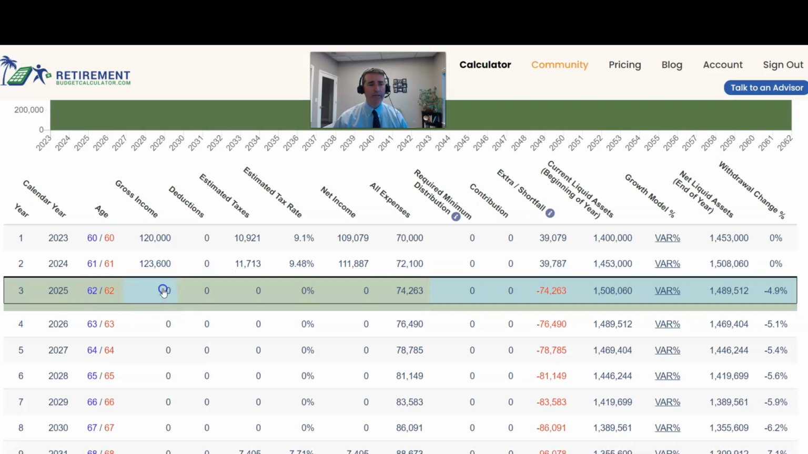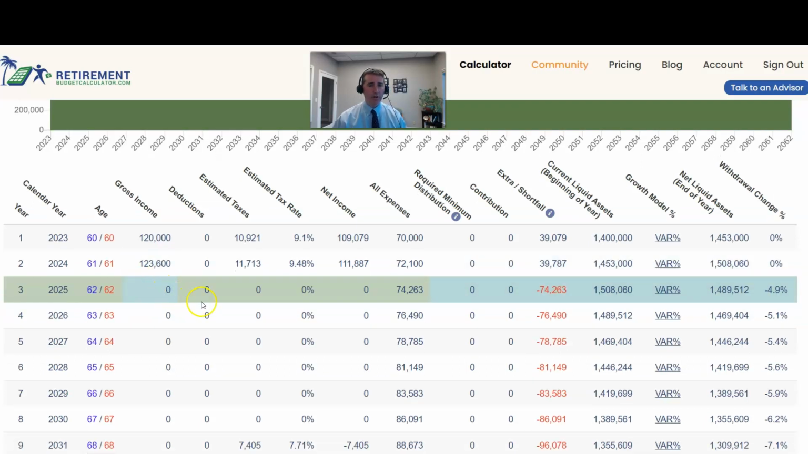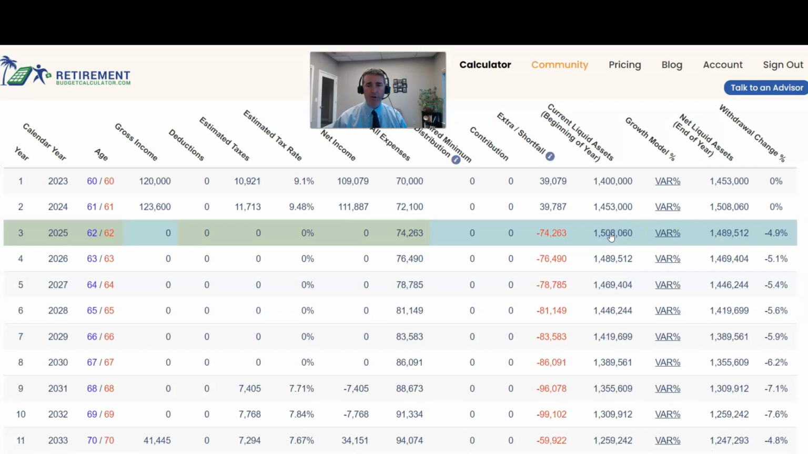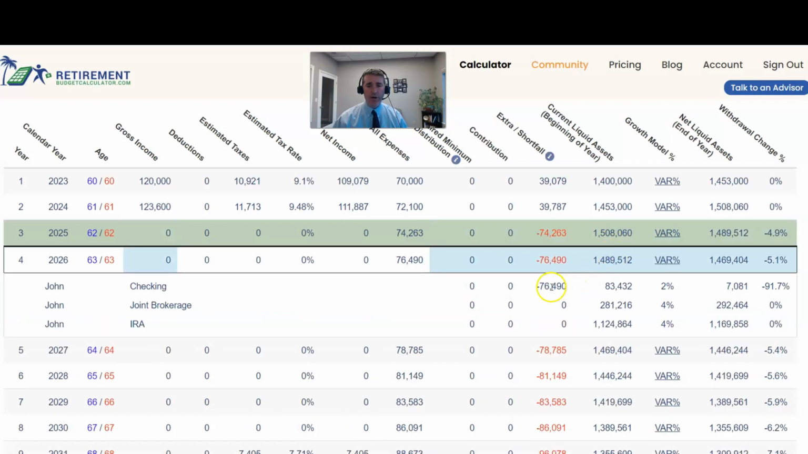Now notice that year they have no income. Their income goes to zero, but their expenses are $74,263. So what the calculator is doing is it's saying, okay, we need to pull out $74,263 to make up for the shortfall. And if you click on the asset section, you can see that money is coming out of their checking account, and the checking account value at the end of the year is $83,432. The next year, all of the money comes out of the checking account again.